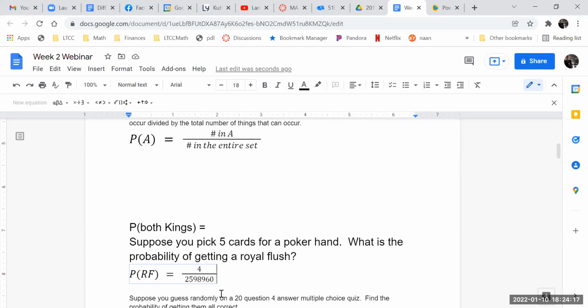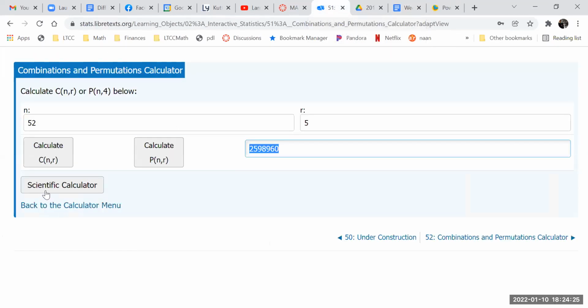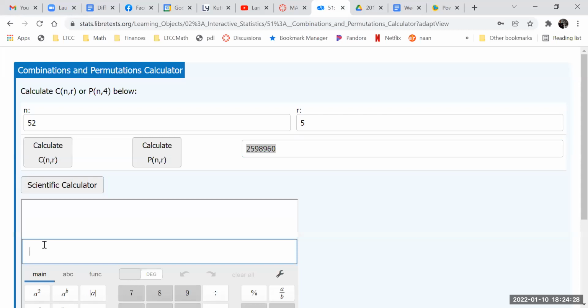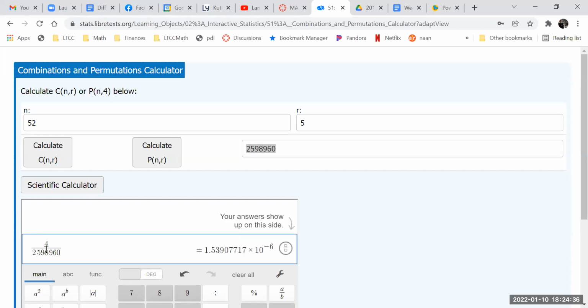If they tell you to give a bunch of decimal places, then you can go back to the calculator, hit scientific calculator, hit 4 divided by, you get the divided by sign or hit the slash, and then I'm just going to paste in that number.